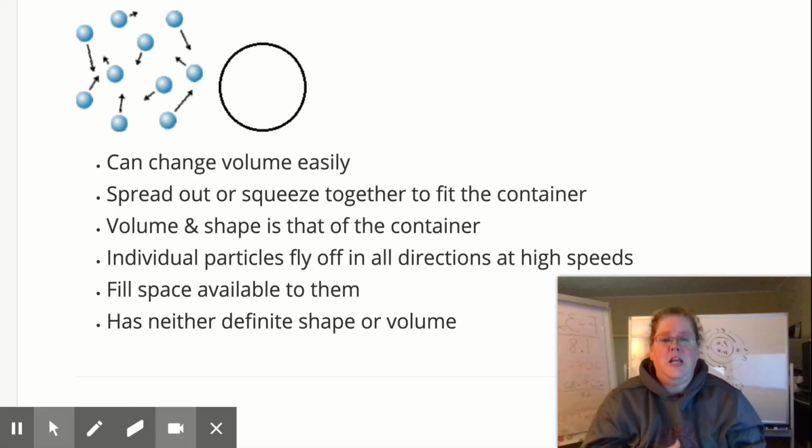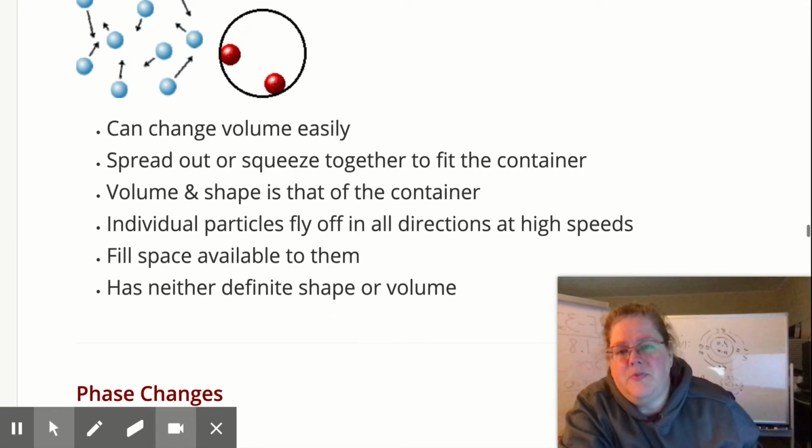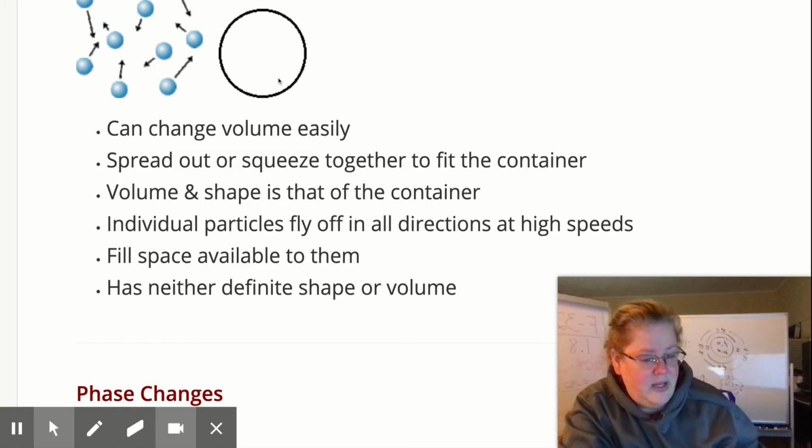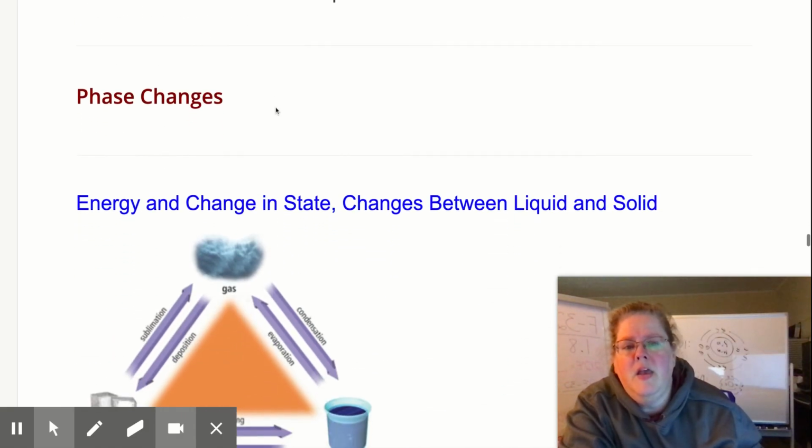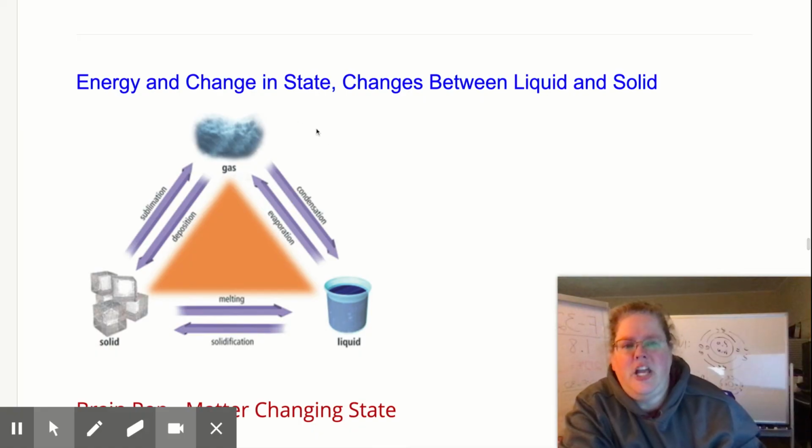Solids have a definite shape and a definite volume. Liquids have a definite volume, but an indefinite shape. And gases have an indefinite volume and an indefinite shape. So that's the difference, and they also move around. You'll notice even just by looking at this, those molecules are farther apart and they are moving much more rapidly. So let's get into the phase change.